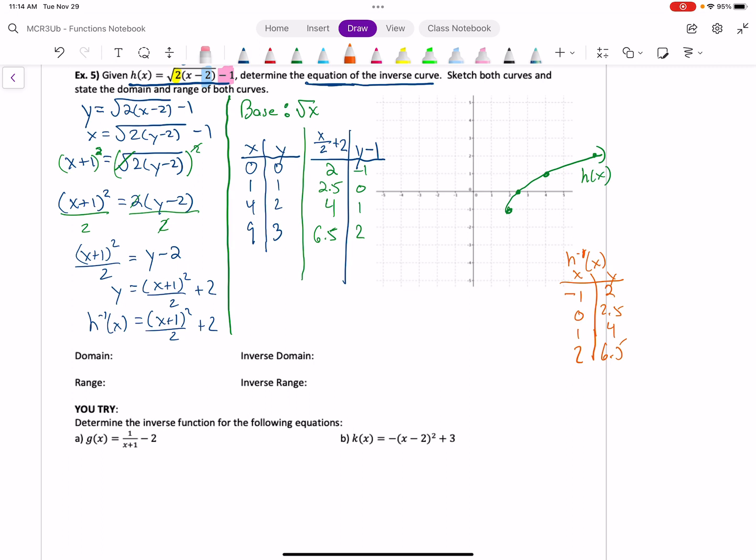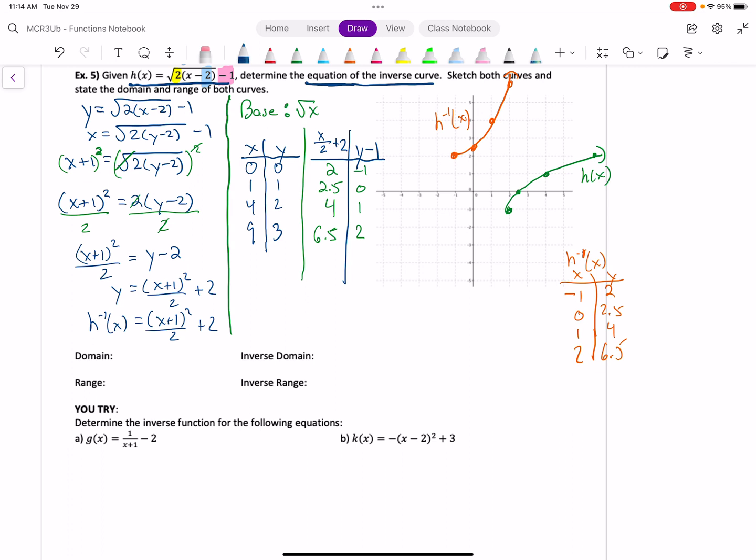So if I graph these, there's that one, 1 and 4, and then the last point again will be off the graph, something like that. And there's my inverse. Great. And you can see it definitely looks like it's been flipped over y equals x.